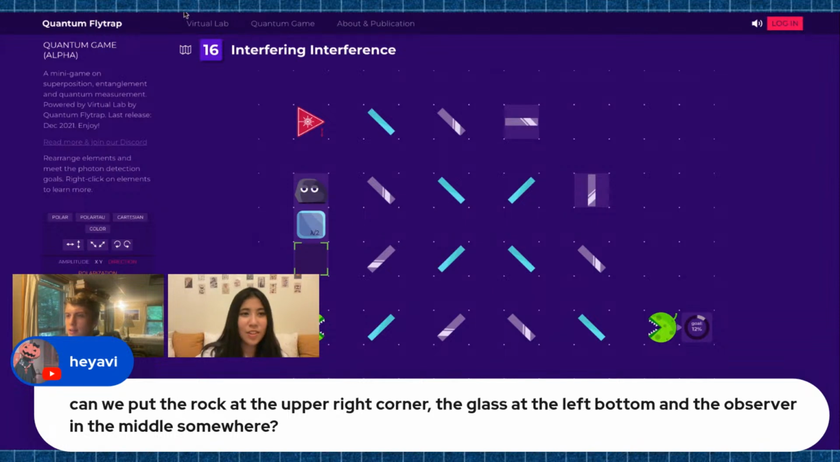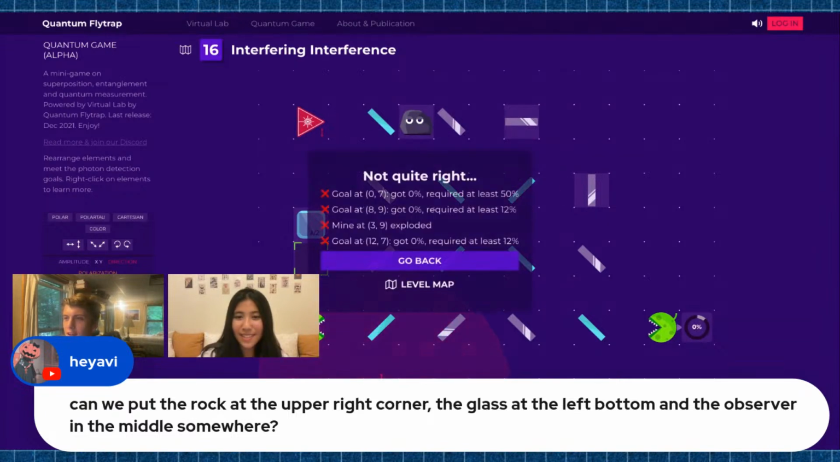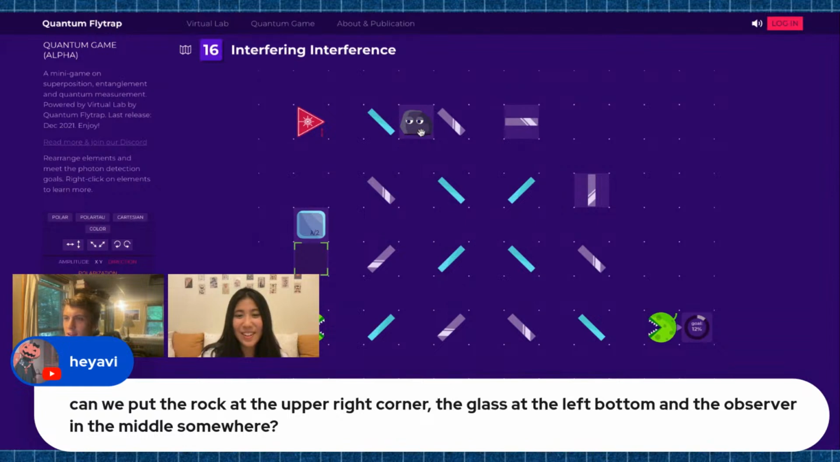All right. So the rock. I was thinking something along those lines as well until I got sidetracked. No. Okay. So we should be careful of the mine. We have to be careful about where we place this rock as well. So we need to use the rock, the glass, and the observer. Oh, absolutely. So let's trace this through. We probably want to put the rock.